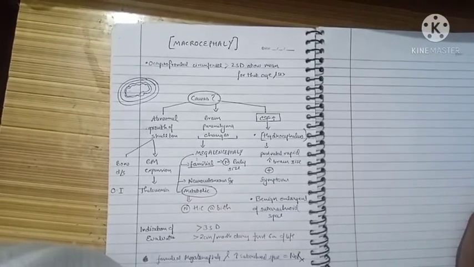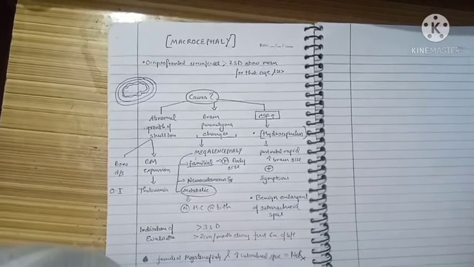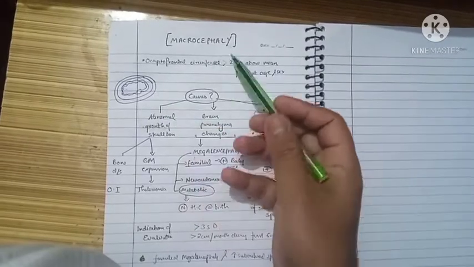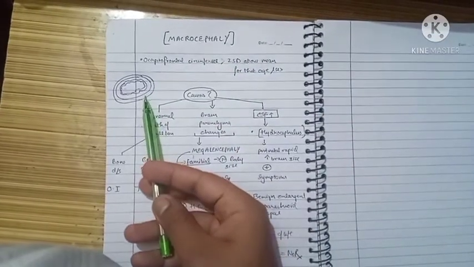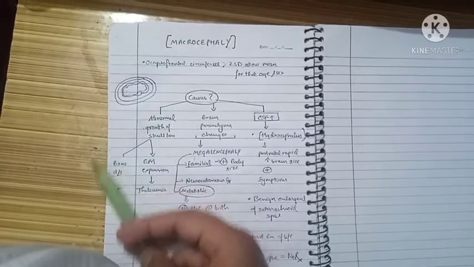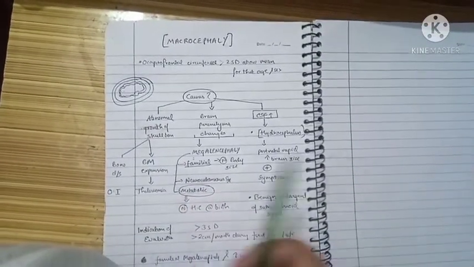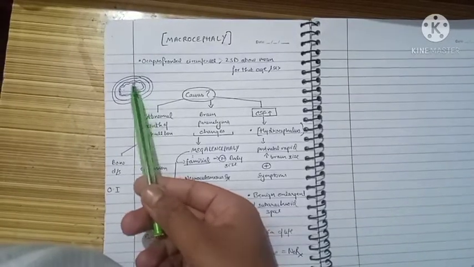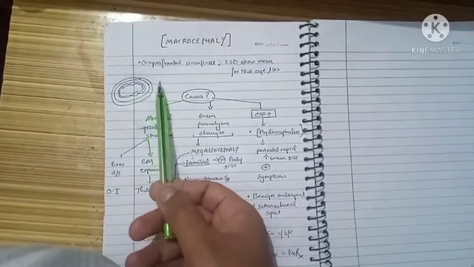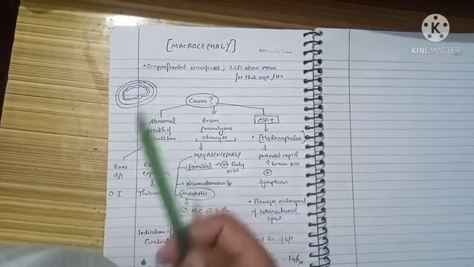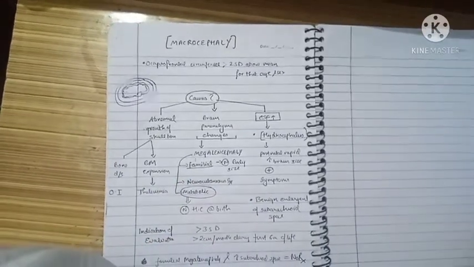The causes of macrocephaly can be understood easily by understanding that there are three major things that can lead to macrocephaly. Either the skull bone itself is increasing in size, or the brain parenchyma is increasing in size, leading to an enlarged skull, or there is an increase in CSF.